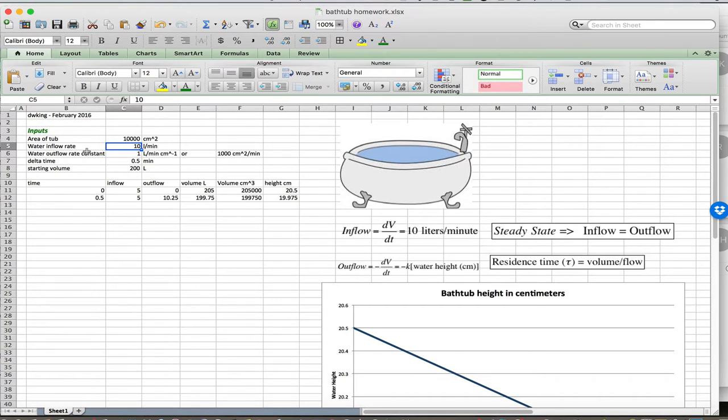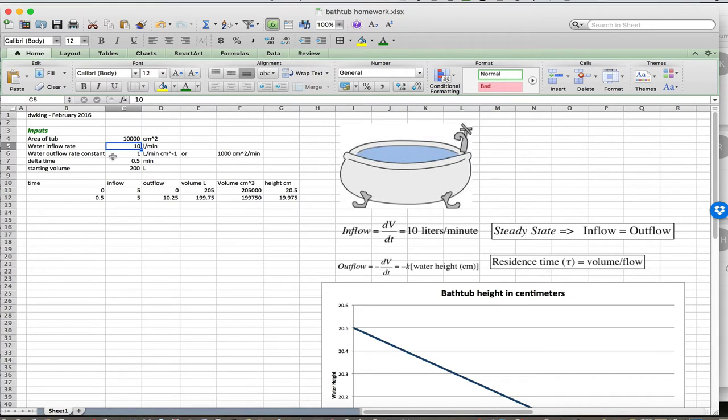Water inflow rate. If you remember, this model is that water is flowing into a tub at a constant rate. Inflow, change in volume per unit time, is 10 liters per minute. So the inflow rate is 10 liters per minute.